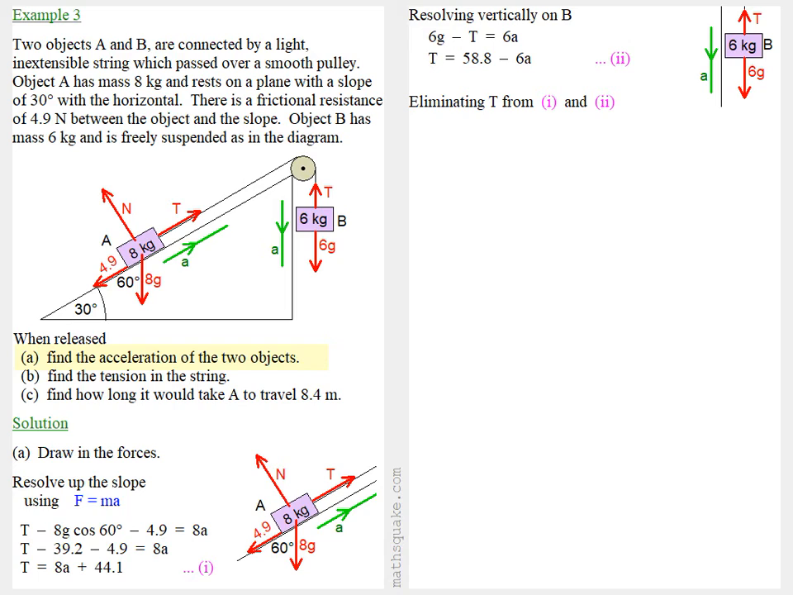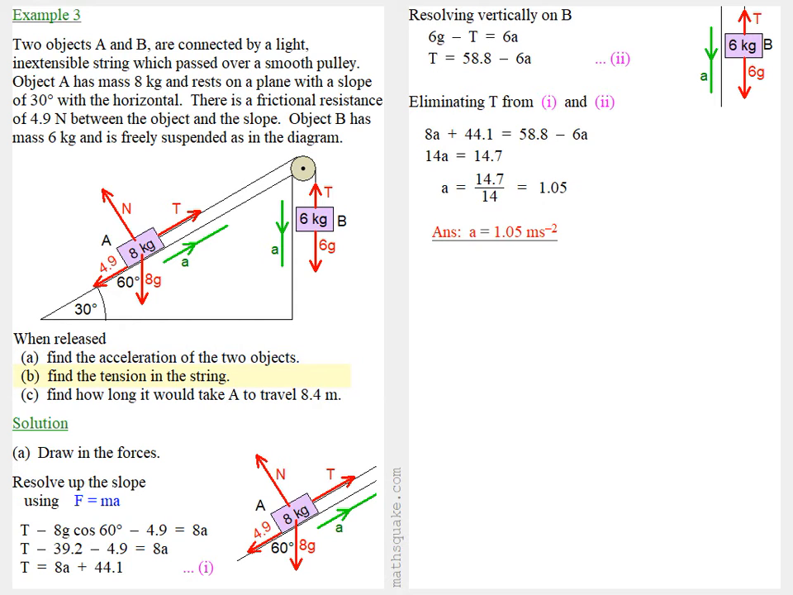We can eliminate t from equations 1 and 2 to get 8a plus 44.1 equals 58.8 minus 6a. And that simplifies to 14a equals 14.7. So if we divide both sides by 14, we get a is equal to 14.7 over 14, which is 1.05. So we get an answer. The acceleration is 1.05 meters per second squared.